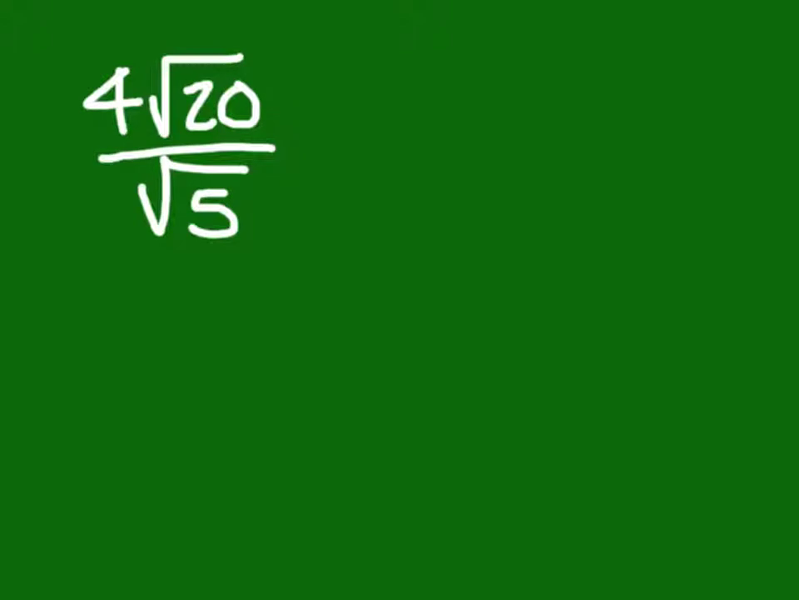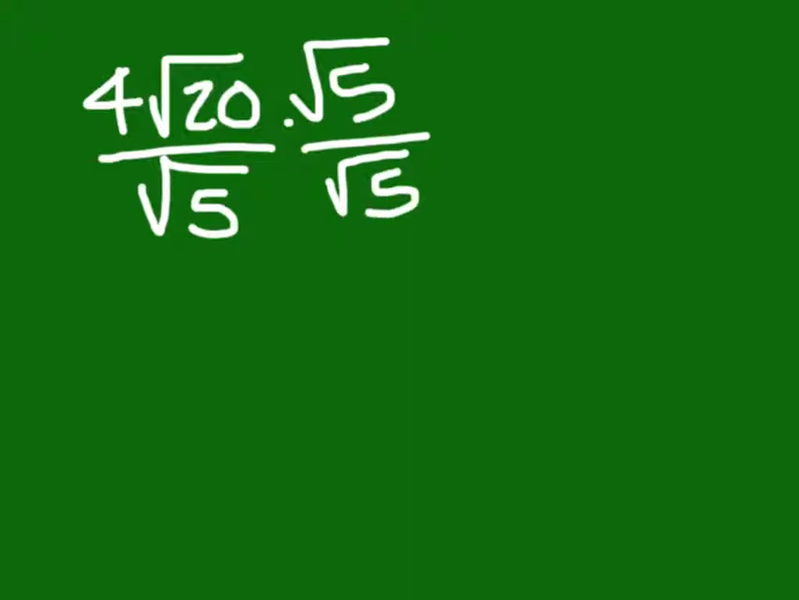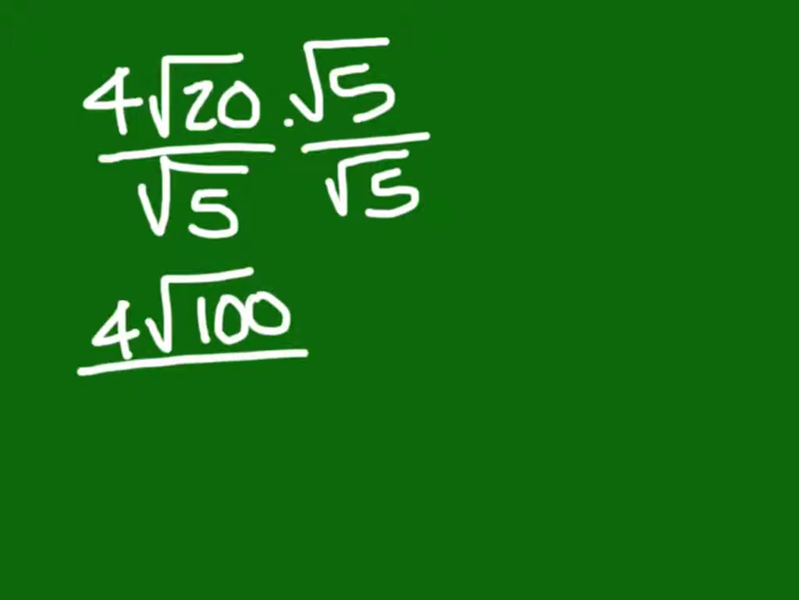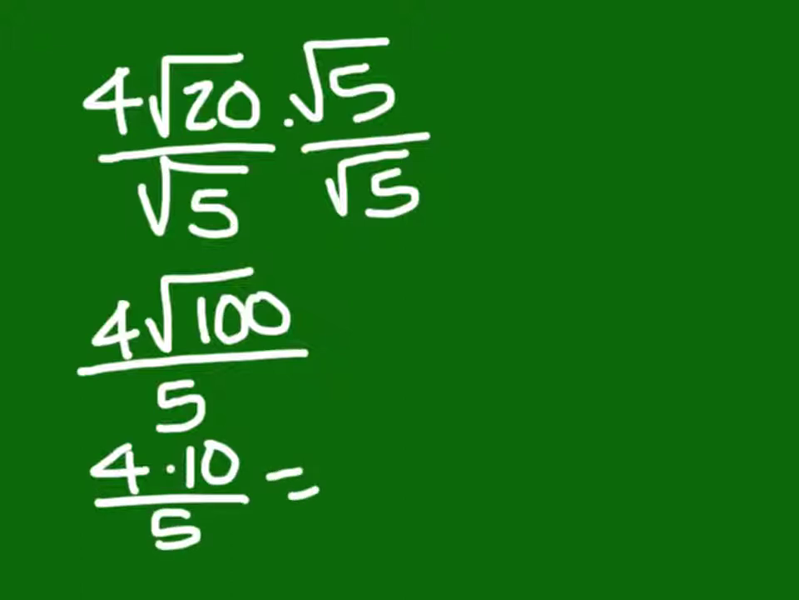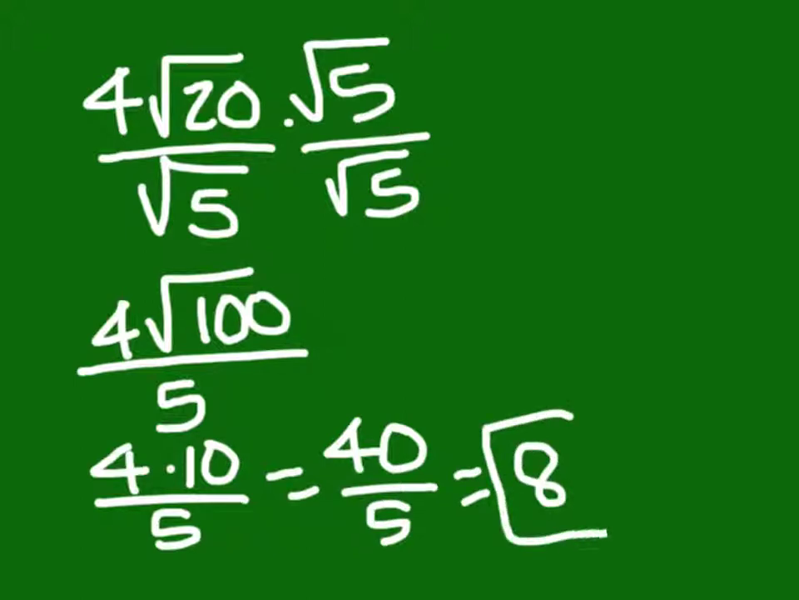So we'll start off by multiplying by radical 5 over radical 5. And we get 4 radical 100 over 5. The square root of 100 is 10. So we have 4 times 10 all over 5. 4 times 10 is 40. Divided by 5 equals 8, which is your final answer.